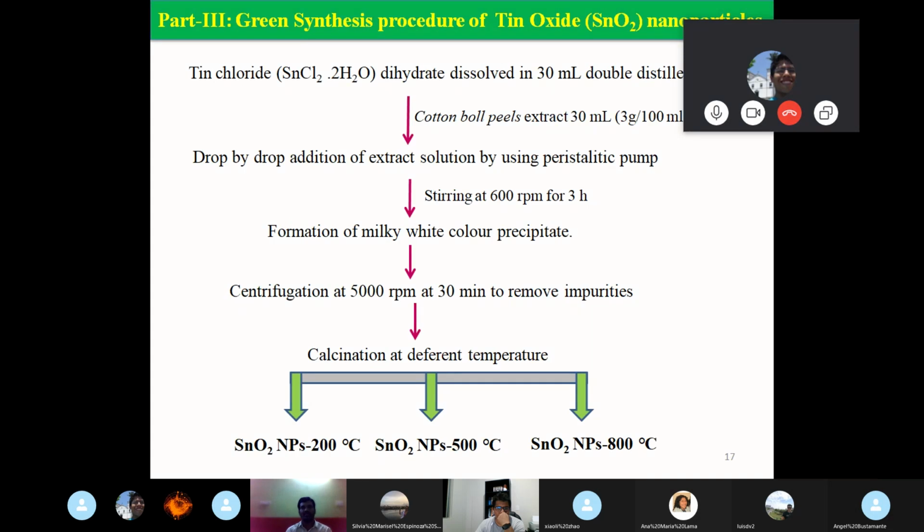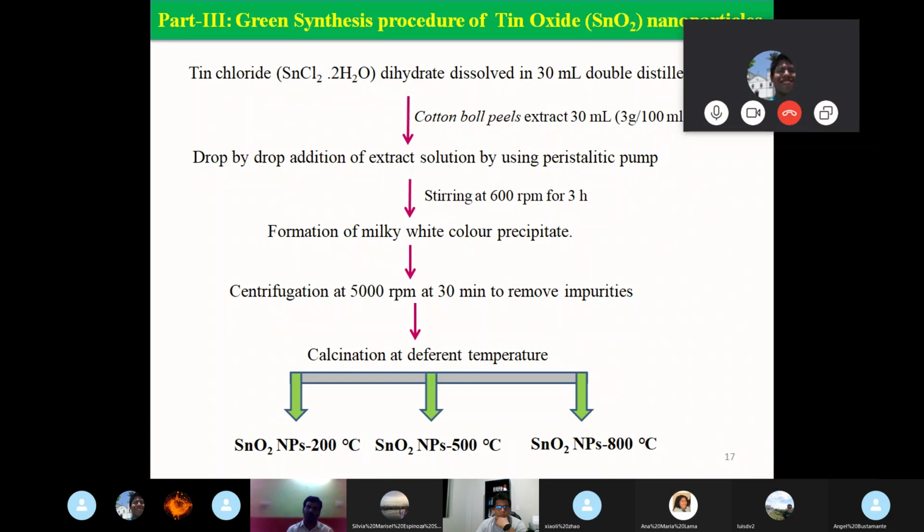This is the synthesis part. We have also worked on tin oxide. Tin chloride is dissolved in 30 ml distilled water, using a cotton peel extract. The extract was prepared by dissolving 3 grams of powder in 100 ml distilled water and keeping it on a hot plate at 70 degrees for 3 hours. We get the extract and then filter it with Whatman filter paper.